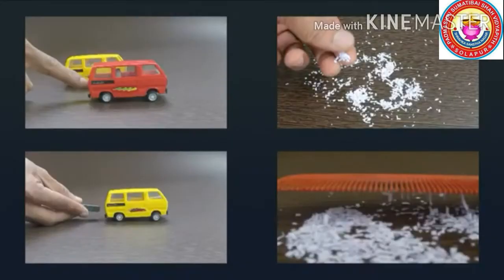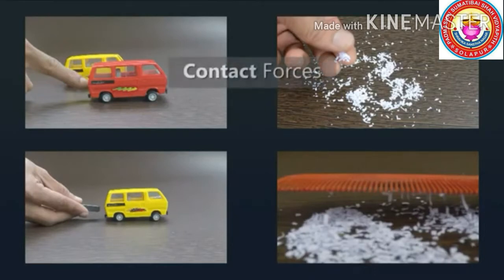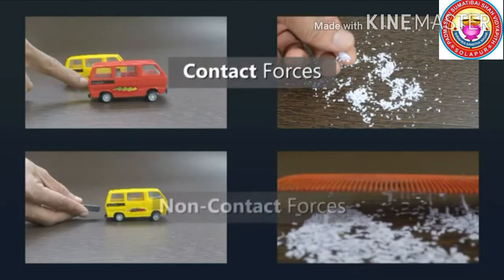So, while pushing the toy with the help of hand and lifting the paper pieces with the help of hand, there is direct contact between the hand and the object. These types of forces are called contact forces. And see, while pushing the toy with the help of magnet and lifting the pieces of paper with the help of comb, there is no direct contact between the force applied and the object. Such forces are called non-contact forces.